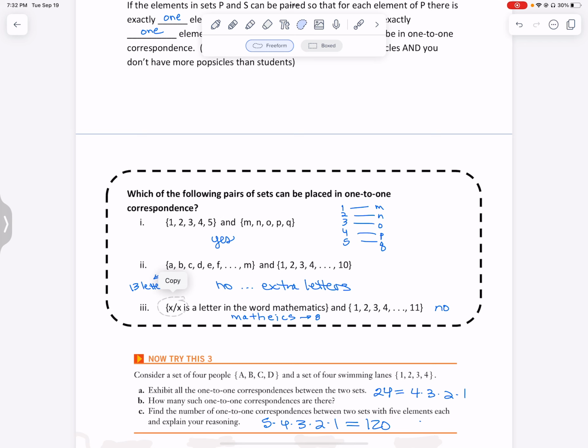And then the set of all x such that x is a letter in the word mathematics. Notice I wrote down what that was because we can't have any repeats, right? So there's just 8, and 1 through 11. So no, but if you counted these letters, there are 11 letters there, okay? So that is the trap that we talked about. You can't have any repeats. There are only 8 letters in our set, in that first set, okay?